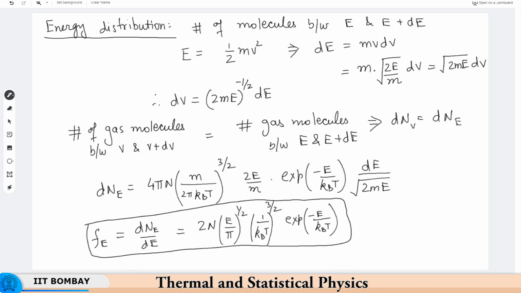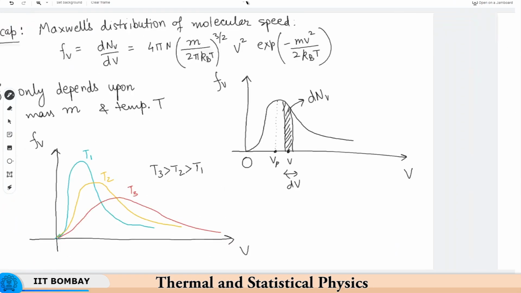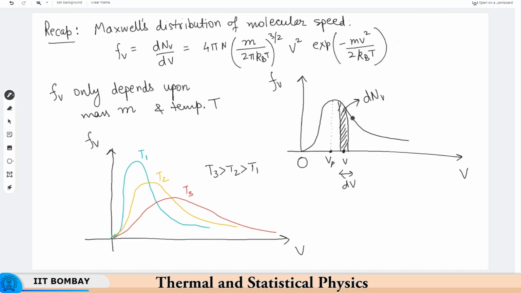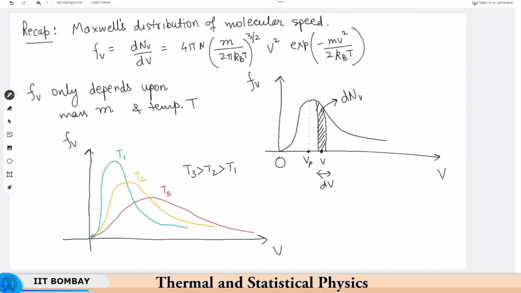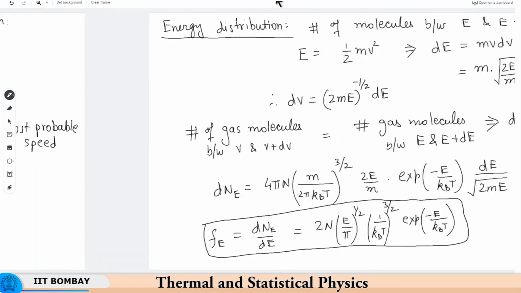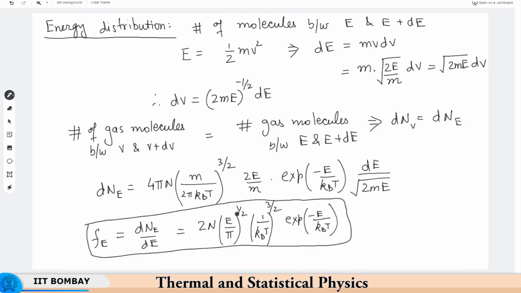And we can also even quickly plot it. So, remember the velocity distribution had a form which was quadratic initially and then decaying exponentially, but here the form is a square root of E, right, and decays exponentially later. So, I can maybe quickly draw.